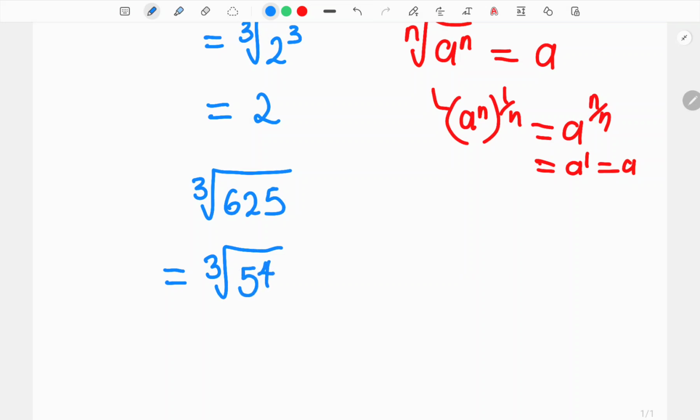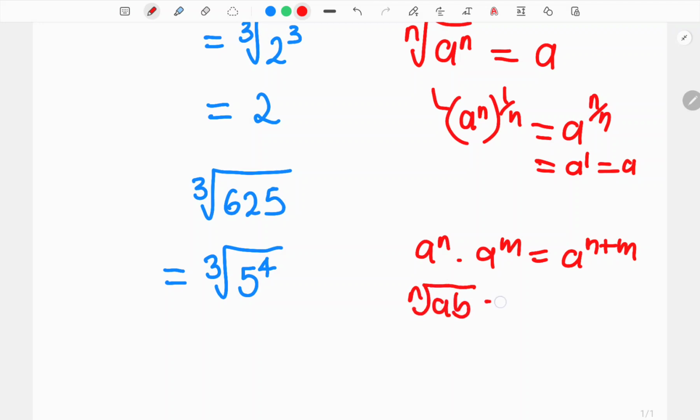But we want to simplify, so we want to make this 4 a 3. Another law that you can relate this to is that a to the n multiplied by a to the m is equal to a to the n plus m. There's also a law that says the nth root of ab is equal to the nth root of a times the nth root of b. You can separate it. Those are the two laws that you're going to use.